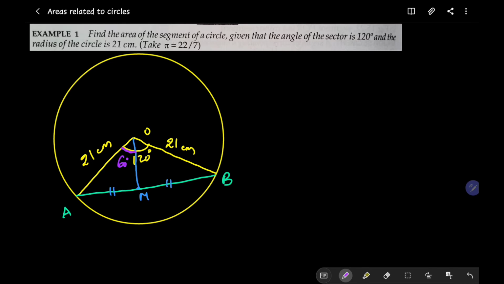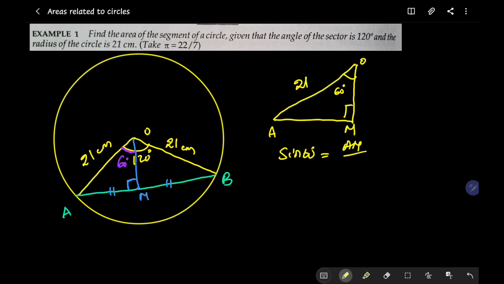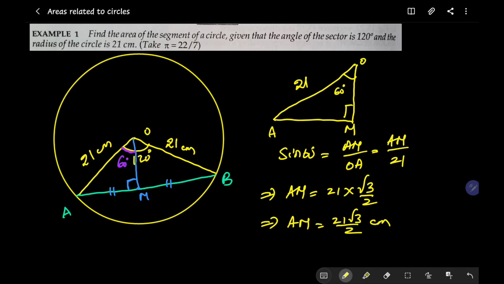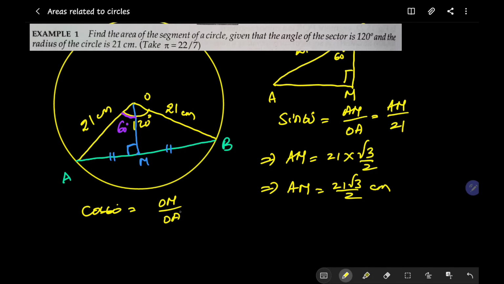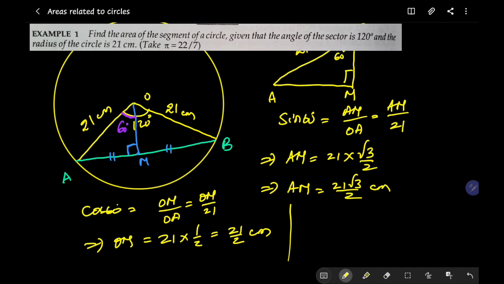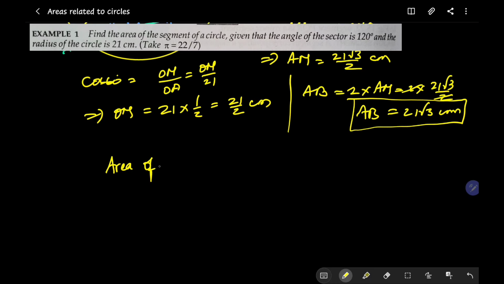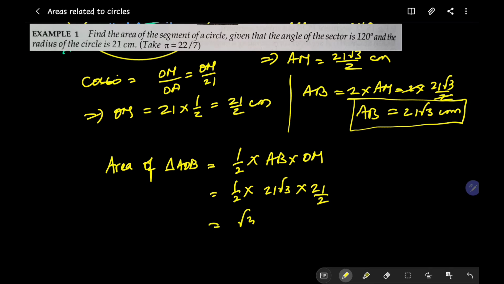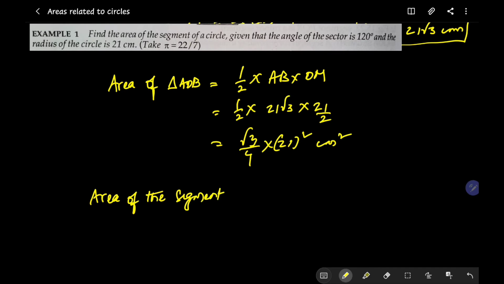Let us find out all the required measurements of the triangle first. Take triangle AMO and apply sin 60, then we'll get the length of AM. And also apply cos 60 to get the length of the perpendicular OM. As AB is equal to 2 times AM, the base length of triangle AOB will be 21√3 centimeters. Now find out the area of the triangle AOB by applying the formula half into base into height and subtract it from the area of the sector. After a little bit of simplification, we'll get the area of the segment as shown on the screen.